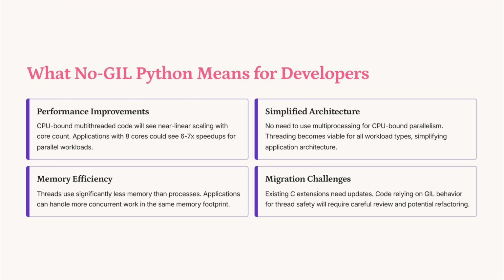This simplifies architecture by making threading viable for all workloads, reducing the need for multiprocessing. Memory efficiency is enhanced as threads use less memory than processes. However, migrating requires updating C extensions and refactoring code reliant on GIL for thread safety.